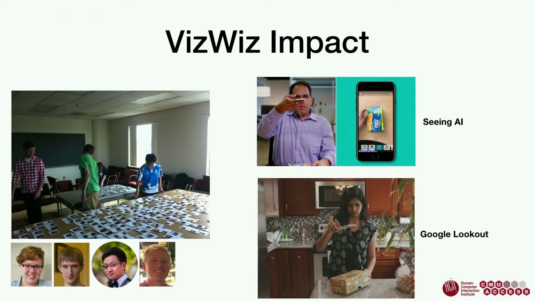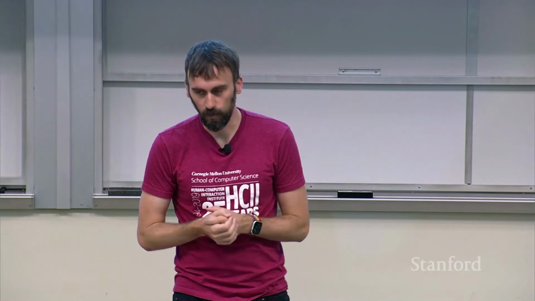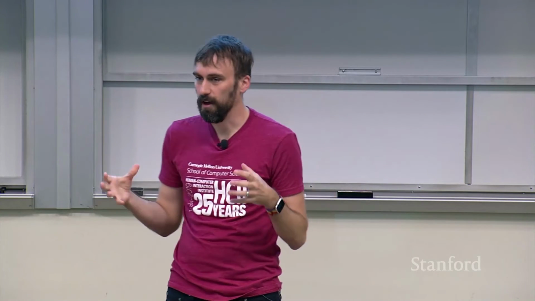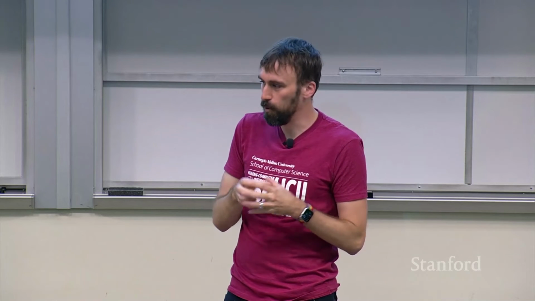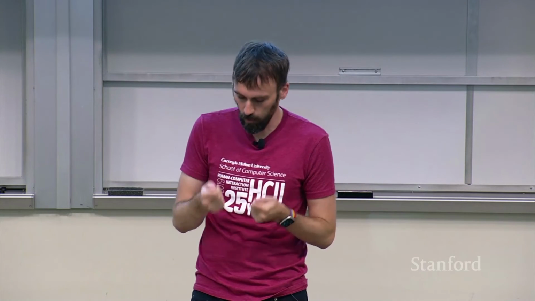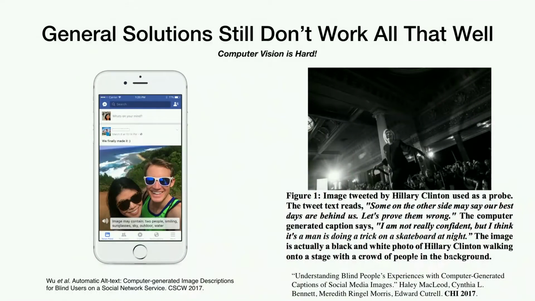One of the things that it revealed to me is that in our rush to do all these fancy things with AI, sometimes we fail to find the kind of limited scope, but practically really important problems that we could really make work. And so general solutions for visual question answering or image captioning still don't work all that well, right?